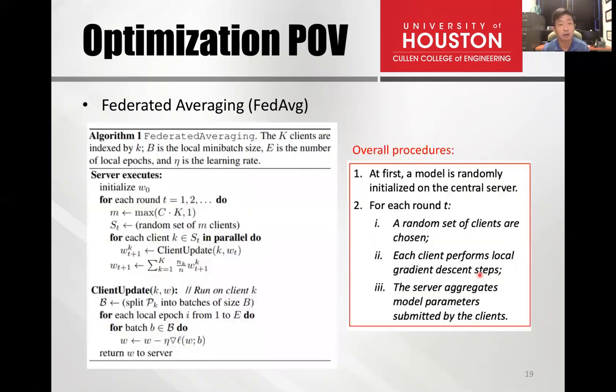Here is the overall federated learning solution, the federated averaging solution. At first, the model is randomly initialized at the central level. For each round, a random subset of clients is chosen. Each client performs local gradient updates, and the server aggregates the model parameters submitted by the clients. So this is basically the baseline for federated learning.